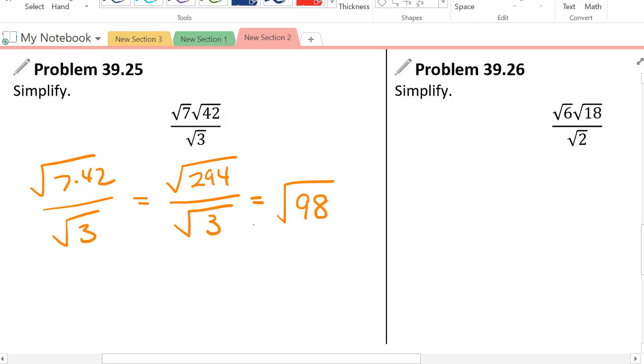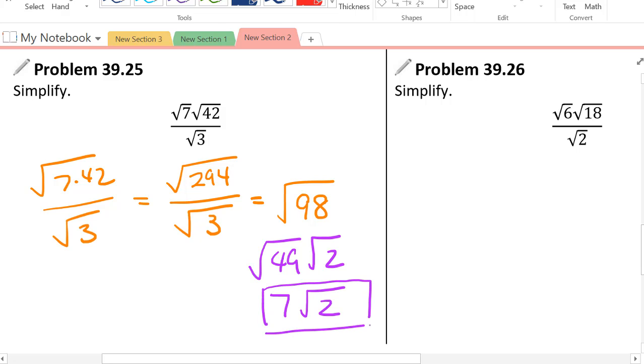Now I've got to think, what's a perfect square that goes into 98? If you use your calculator and you check a few of them, I believe it's 49 and 2. Yeah, it works. So what's the square root of 49? That's 7, and then radical 2. And that's it. So that's your answer.